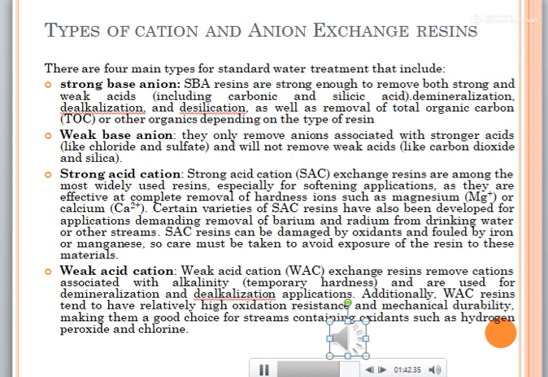Weak acid cation exchange resins remove cations associated with alkalinity, such as the removal of temporary hardness, which takes place as the removal of carbonates and bicarbonate ions, and are used for demineralization and dealkalization applications, removal of alkali and minerals and nutrients from water. Additionally, weak acid cation resins tend to have high oxidation resistance and mechanical durability, making them a good choice for streams containing oxidants such as hydrogen peroxide and chlorine.